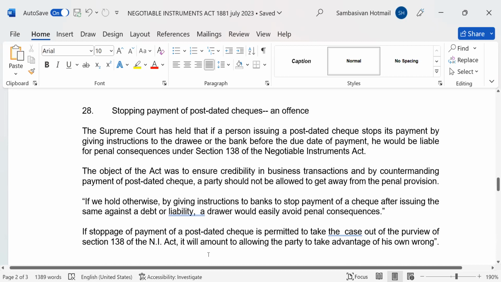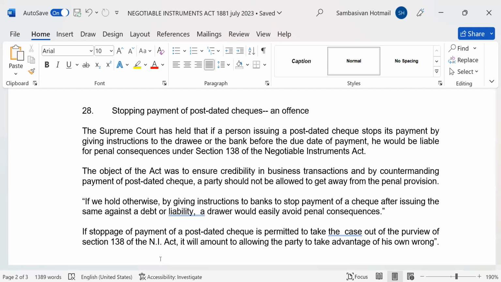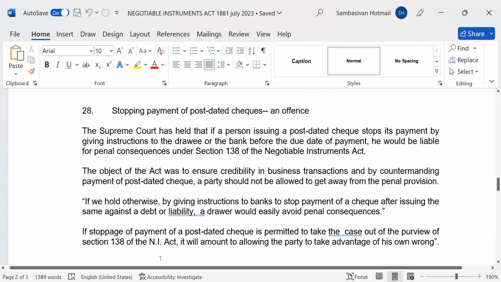The Supreme Court has held that if a person issuing a post-dated check stops its payment by giving instruction to the drawer or the bank before the due date of payment, he would be liable for penal consequences under Section 138 of the Negotiable Instruments Act. The object of the act was to ensure credibility in business transactions, and by countermanding payment of a post-dated check, a party should not be allowed to get away from the penal provision. If we hold otherwise, by giving instruction to banks to stop payment of a check after issuing the same against a debt or liability, a drawer would easily avoid penal consequences.